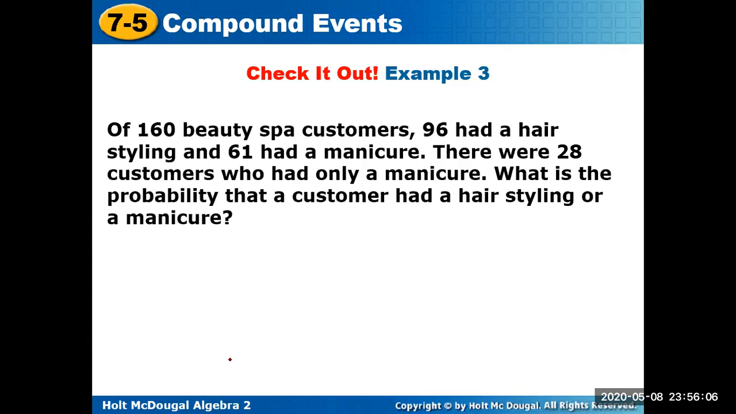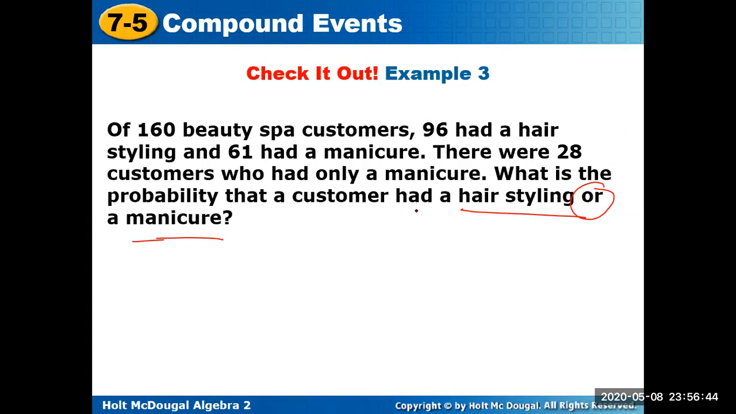So let's solve another question for more clear understanding. Of 160 beauty spa customers, 96 had a hair styling and 61 had a manicure. There were 28 customers who had only a manicure. What is the probability that a customer had a hair styling or a manicure? So identify your events A, B. Okay. The question is A or B. That means probability of A or B. That means we will use A union B.